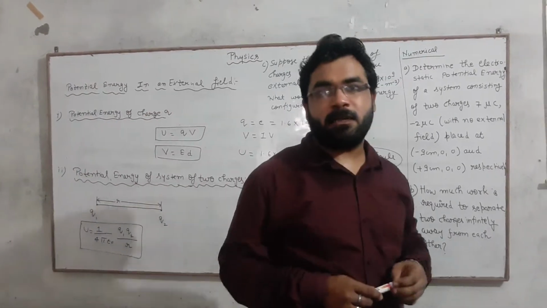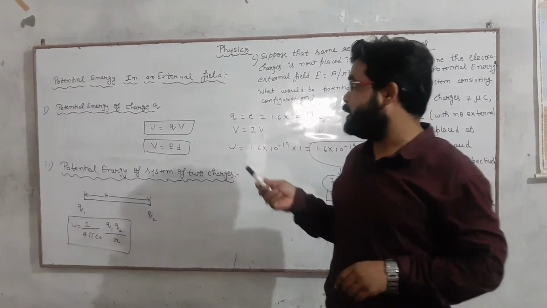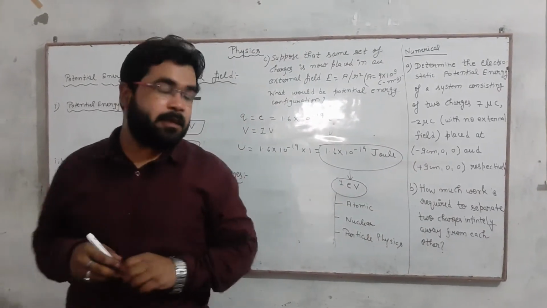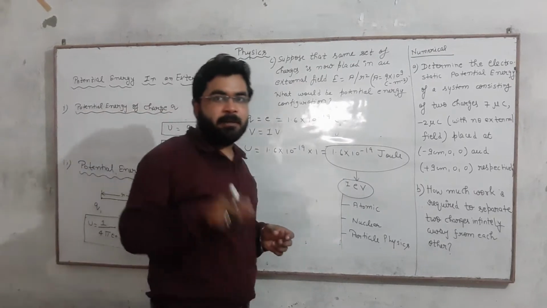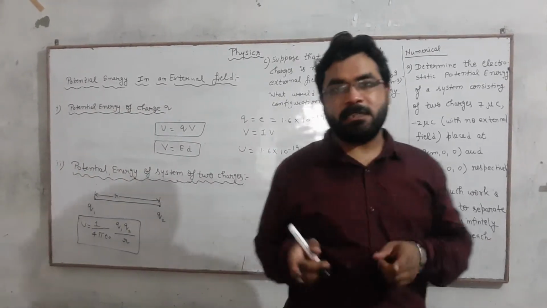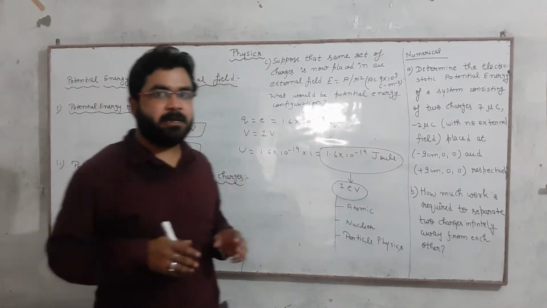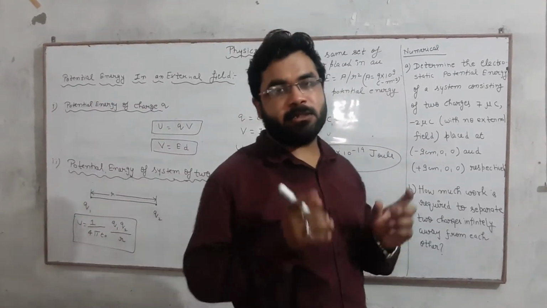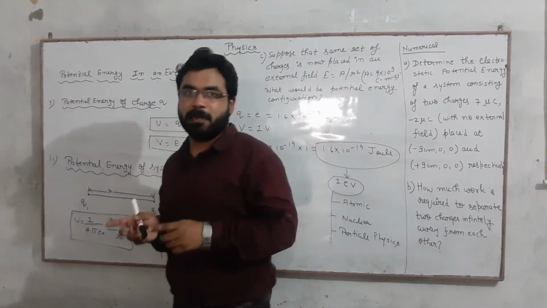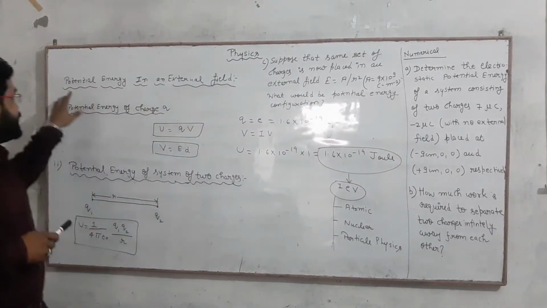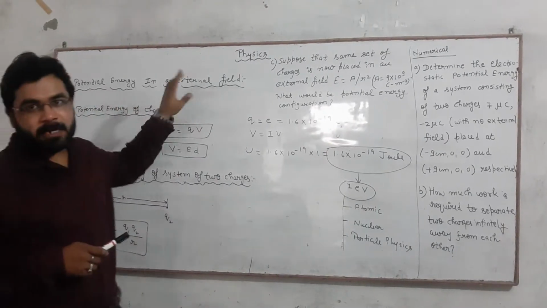In the previous lecture we have studied the relation between electric field and electrostatic potential, that is E is equal to minus del V upon del L, where del V is the change in the potential and del L is the displacement. So del V upon del L is also called the potential gradient. Today we are going to discuss the potential energy in an external field.